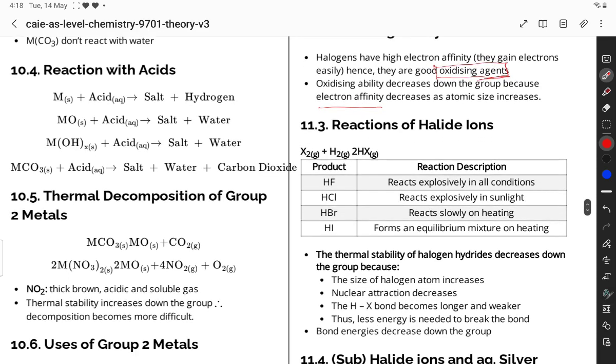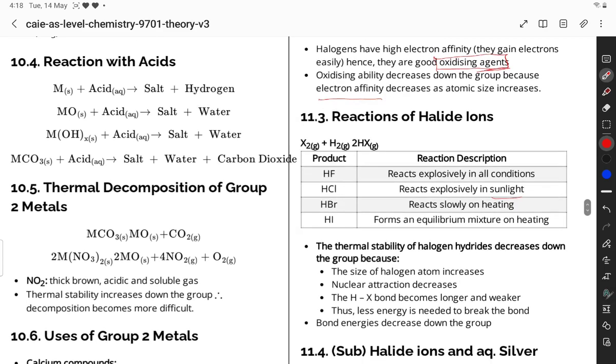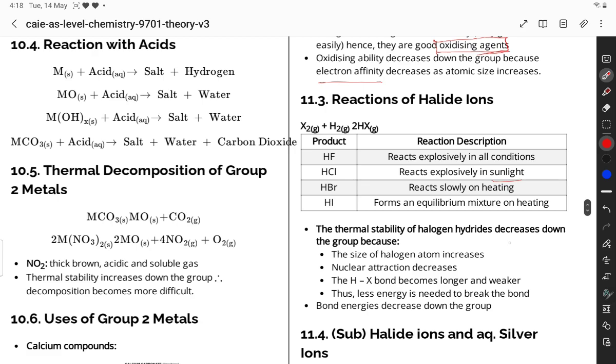Reaction of halide ions. HF reacts explosively in all conditions. HCl reacts explosively in sunlight, while HBr reacts slowly on heating. HI forms an equilibrium mixture on heating. Thermal stability of hydrogen halides decreases down the group.